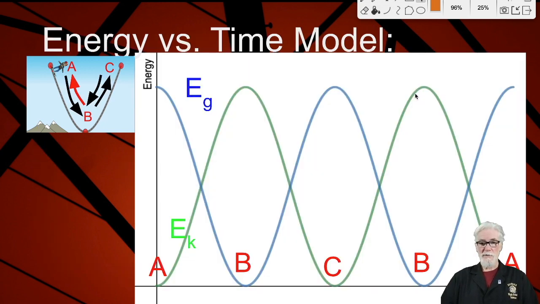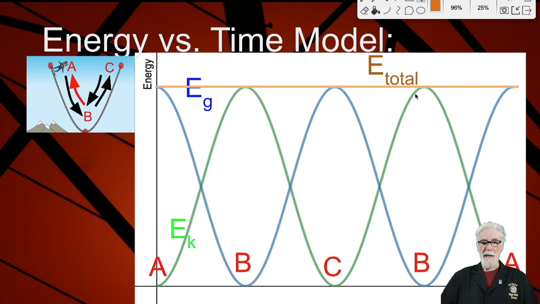The energy versus time graph is starting to get kind of boring because it's just alternating back and forth between EG and EK, and it's always going up to the same height and then down to zero every time as she goes from A to B to C to B to A. And we could repeat this basically forever until we ran out of space because there's no loss. The total amount of energy could be represented by this horizontal line that cuts through all those top peaks.